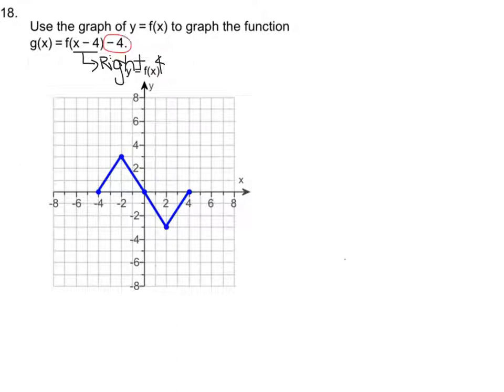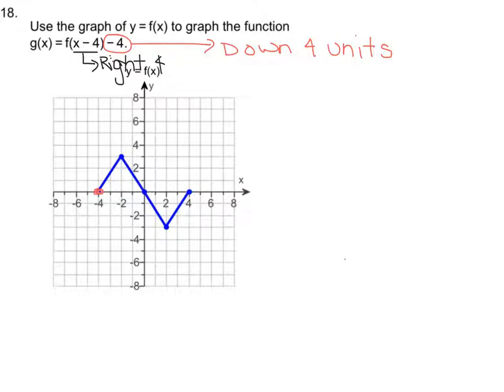Now the minus 4 on the outside of parentheses tells me that I'm going to move down 4 units. Now instead of moving the graph after each transformation like we did in the previous problem, we're going to find new ordered pairs by using these transformations, and then we'll just graph the final graph using the ordered pairs. So the first thing I'm going to do is identify the ordered pairs of this graph.